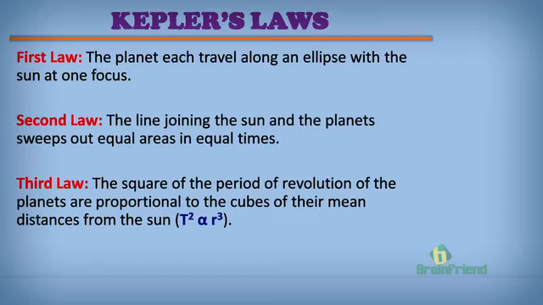Again, we are looking at Kepler's laws. Kepler is a scientist who studied planetary motions, how the planetary bodies revolve around the sun. Per se, he delved into the solar system and the motions in the solar system. He came up with 3 basic laws, which we are going to look at one after the other. The first law of Kepler says the planets each travel along an ellipse with the sun at one focus. All of them travel in an ellipse.